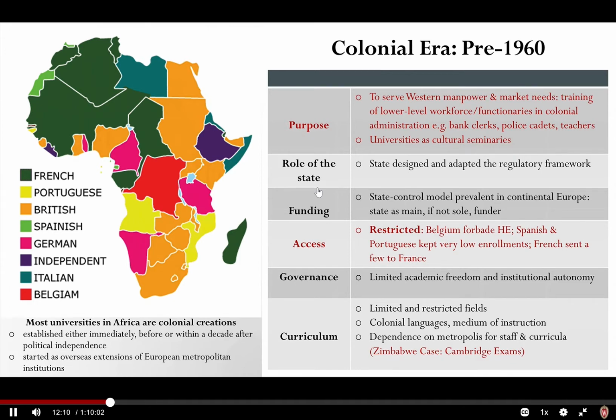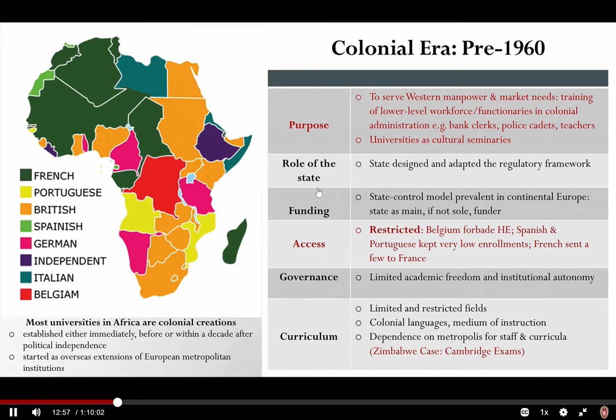The purpose of universities also then informs the role of the state. So the state designed and adapted the regulatory framework. So if universities were established to serve colonial purposes, that means the state, the colonial state, was responsible for designing and for adapting the regulatory framework for those universities. Funding, as you might imagine, was very much state-controlled. This model whereby funding was controlled by the state was also prevalent in continental Europe, where the state was the main funder, if not the only funder for higher education, and this was adapted in the colonies as well.